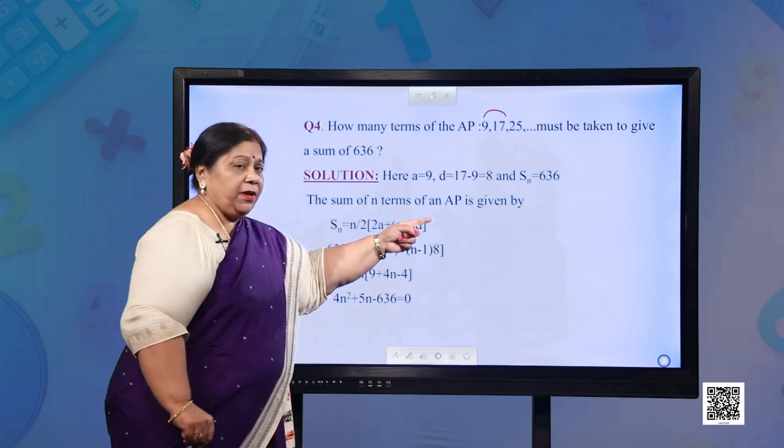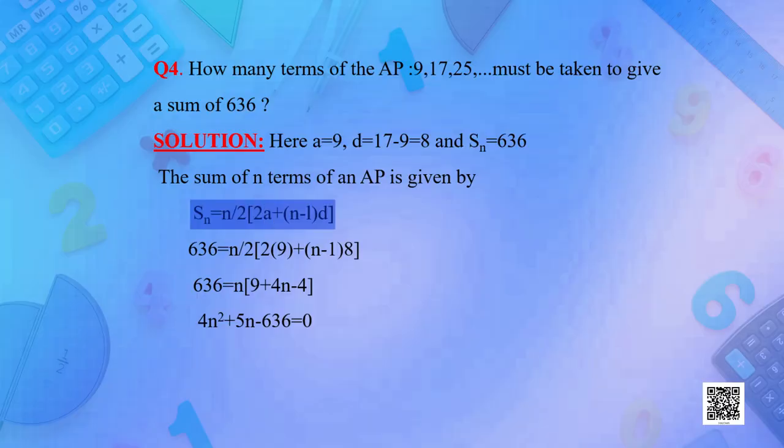Sum of n terms of an AP is given by the formula Sn is equal to n upon 2 into 2a plus n minus 1 into d. Let us substitute the values. 636 is equal to n upon 2 into 2a, so 2 into 9 plus n minus 1 into 8. 8 is common difference given to us. Now, 636 is equal to n multiplied by 9 plus 4n minus 4. On simplification, we get a quadratic equation, 4n square plus 5n minus 636 is equal to 0.